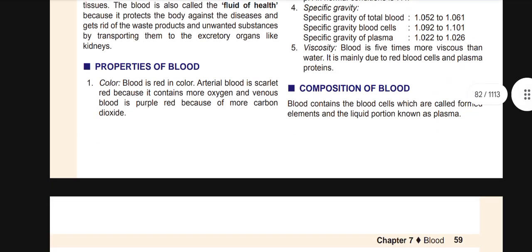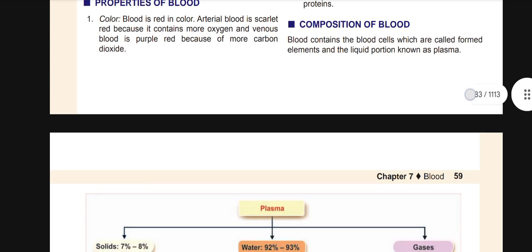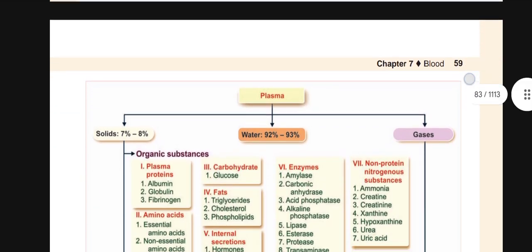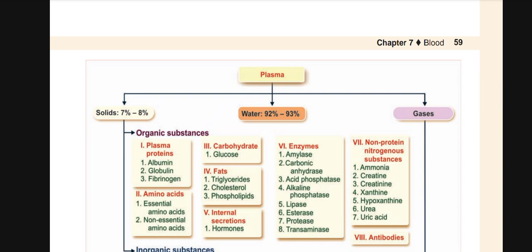Now we will go to know the composition of blood. Blood contains blood cells and plasma. There are 45% blood cells and 55% plasma. First of all, we look at the contents of plasma. In plasma, there are three types of products: solid, liquid and gaseous.